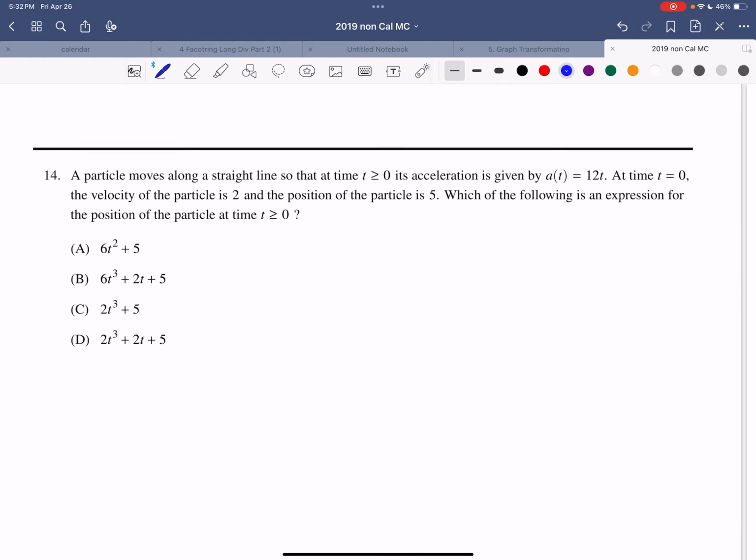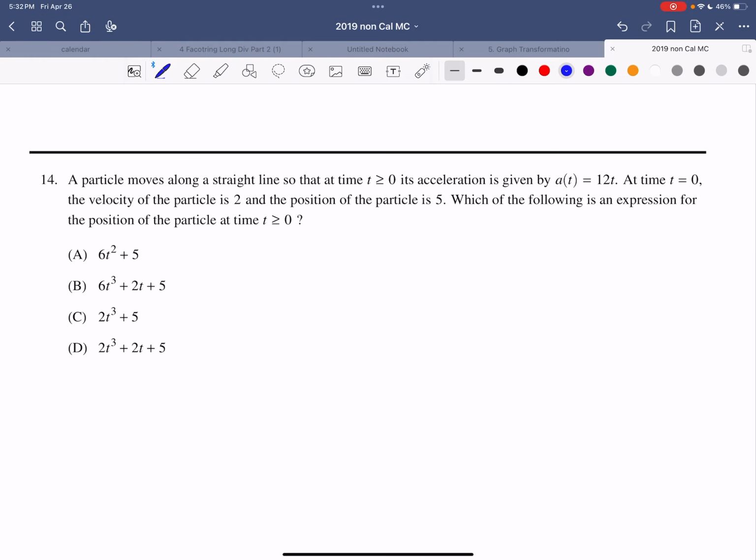Now let's do question number 14. You have to read it carefully, I believe. The particle moves along a straight line so that t is greater than or equal to 0, and that's the acceleration at time t. Now, the velocity of the particle is equal to 2 when t is equal to 0. So basically, this 2 is going to be considered as c because that's at 0. But let's do this. The velocity v of t is the antiderivative of acceleration, which is 12t, right? So when I do it, plus 1 over 2, velocity of t is equal to 6t squared plus c.